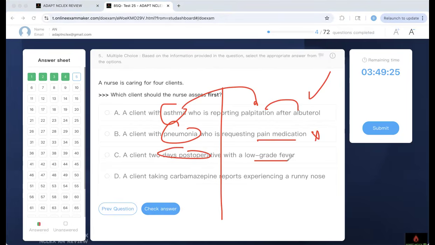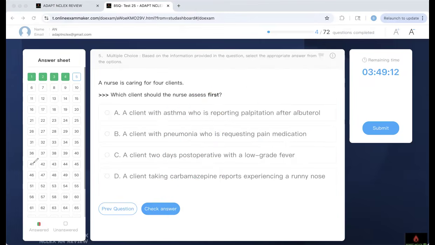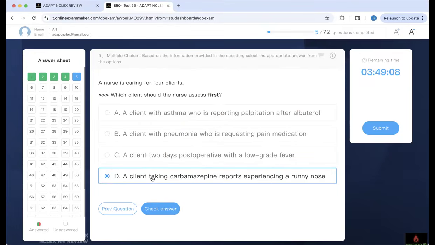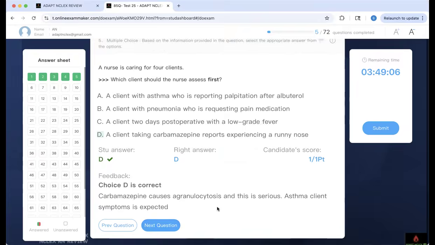Post-op day 2, low-grade fever. I don't think you have sepsis. You may have a small fever by default. Carbamazepine, runny nose. What is the problem? Infection, sepsis. Carbamazepine causes agranulocytosis. If you have a runny nose, that's agranulocytosis causing infection. We have to see you first.